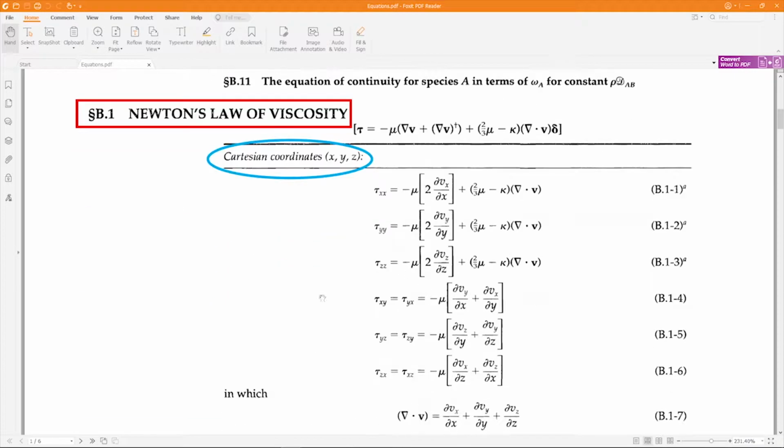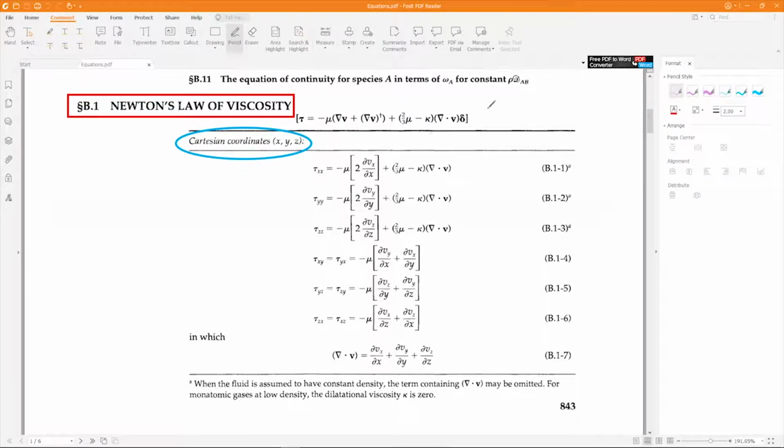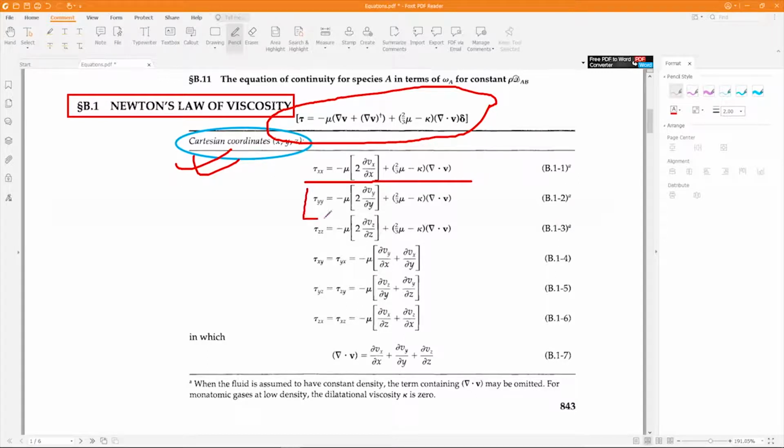Okay, so first we already discussed Newton's law of viscosity, right? This was the formula. So this was the formula we already discussed. Okay. So if you are using rectangular Cartesian coordinates x, y, z, so tau xx is nothing but this one, right? Tau yy is nothing but this one. Okay. And tau zz is nothing but this one. And tau xy and yx are equal because they are symmetric. Okay. Similarly, this one. So these are the general equations and the divergence of the velocities.